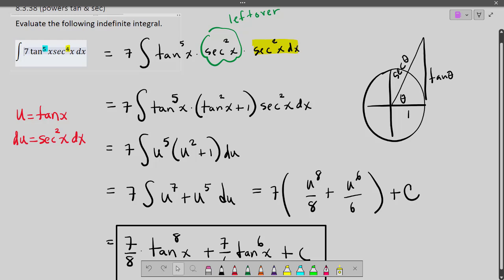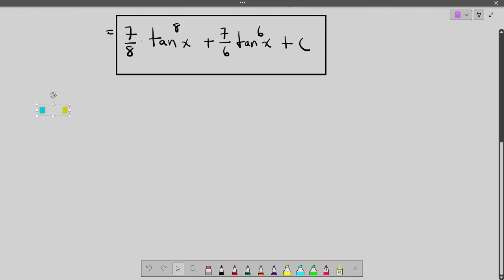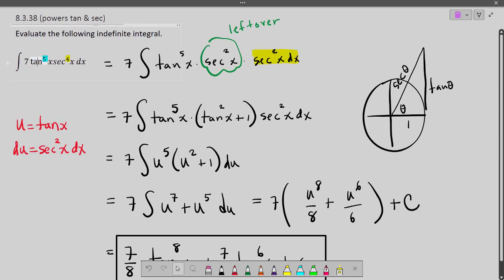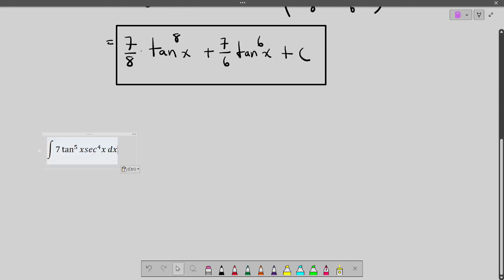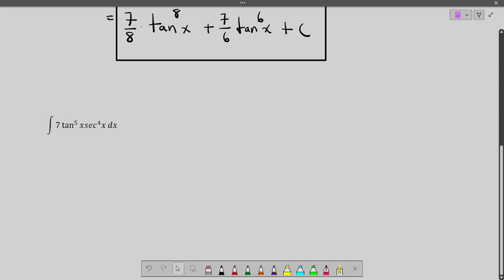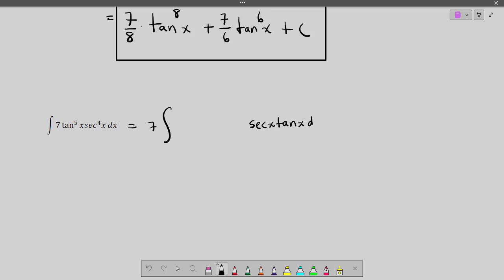So we will have 8 integral u to the 1/2 times u squared plus 1 du. And in order to do this integral, we'll combine our u's, so we'll get u to the 5/2 plus u to the 1/2 du. So integrating, we're going to get u to the 7/2.